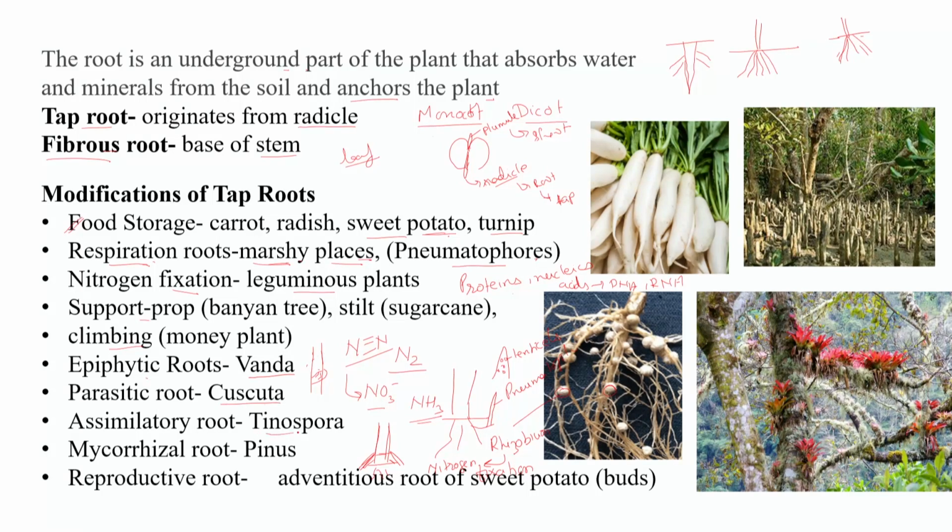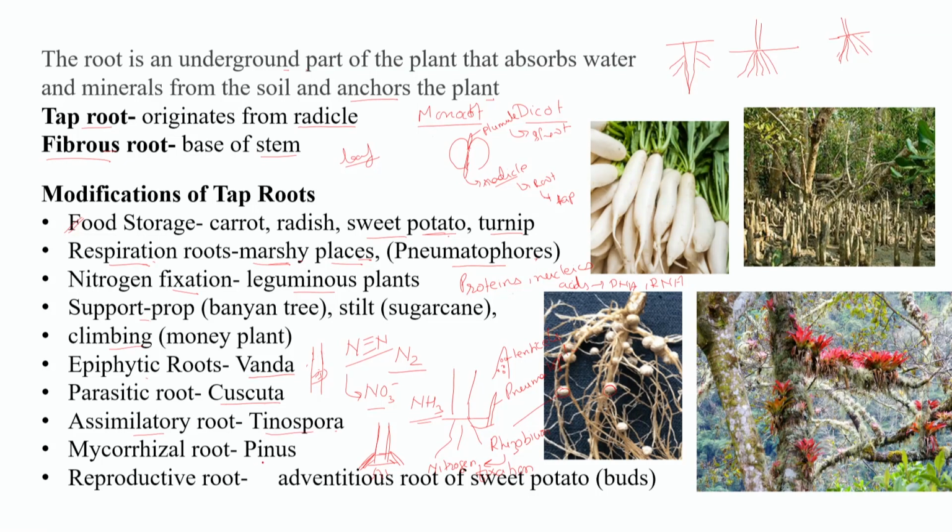Then assimilatory root is found in Tinospora. Tinospora is also a climber, and in this aerial roots are found, and these aerial roots perform photosynthesis because they contain a photosynthetic layer. Since it is aerial, in that way it performs photosynthesis, otherwise it is not a very common feature of root.